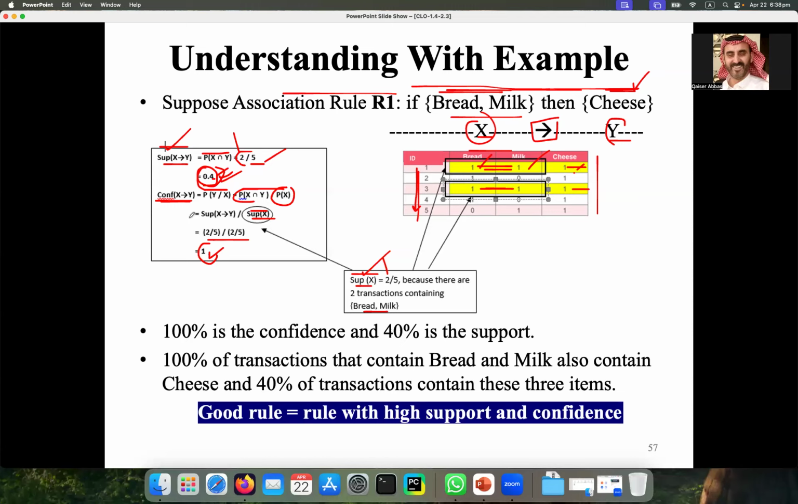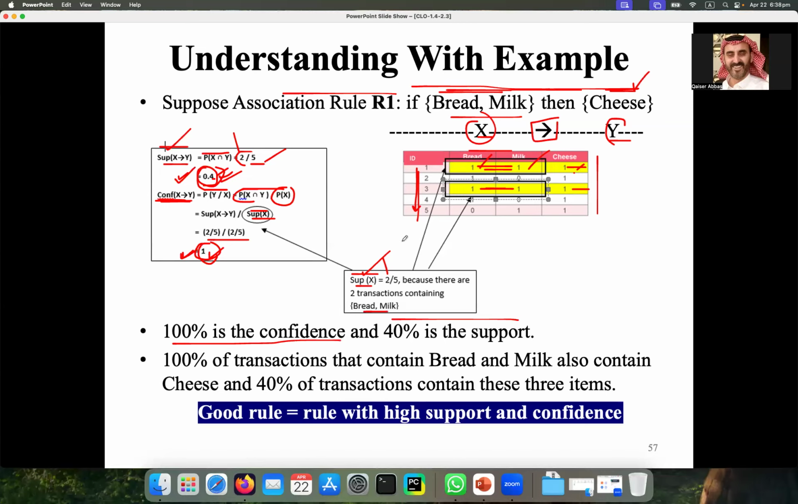So how can you say these numerical values in sentences? If you look over here, 100% is the confidence. This 1 means the confidence value is 1. So 100% is the confidence, and 0.4 means 40% is the support.